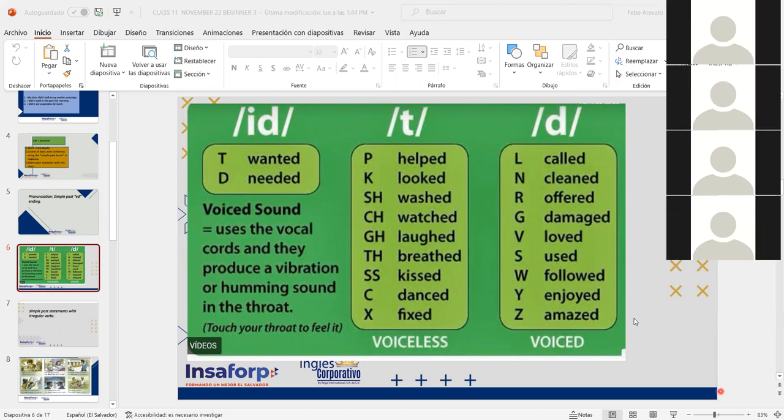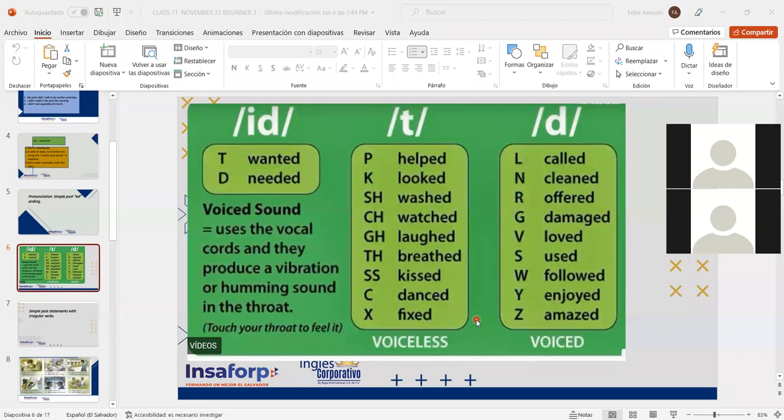Let's see. Lizeth Montoya, your turn. Okay, teacher. Wanted, needed, helped, looked, washed, watched, loved, breathed, kissed, danced, fixed, called, cleaned, offered, damaged, loved, used, followed, enjoyed, amazed. Bravo, excellent. Thank you, Lizeth.